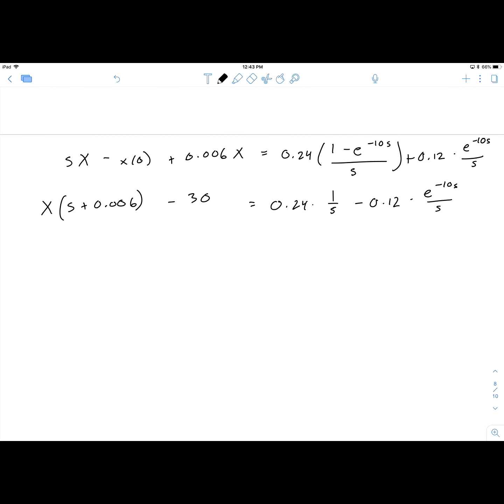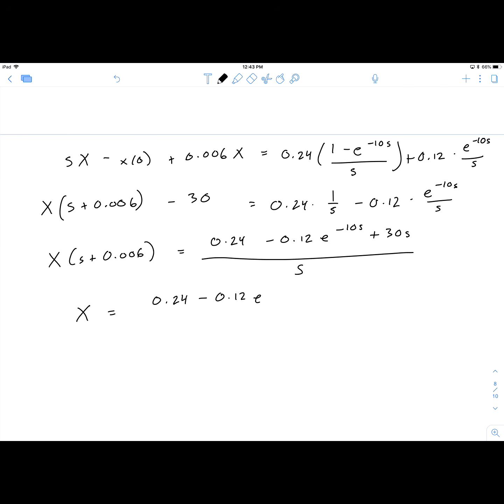Notice that the right-hand side is all divided by s, so we're going to do the same thing when we move the 30 over. We'll also divide it by s. So I'm going to have 0.24 minus 0.12 e to the negative 10s. And then when I add the 30 over here, I'm going to multiply by s and divide by s so that I can get one common denominator and one fraction on the right side. So then X is going to be all of that divided by s times (s plus 0.006).